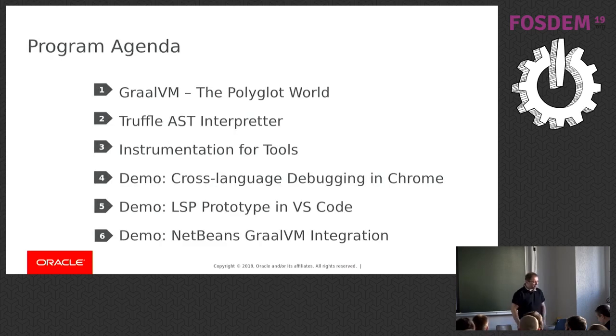First I will talk about GraalVM and the Polyglot world that is associated with it. I will explain the Truffle AST interpreter, which is an essential part of GraalVM for languages. Then I will describe instrumentation for tools, how tools can plug into GraalVM, and we'll then have some demos where I will show how GraalVM works and what the tooling looks like.